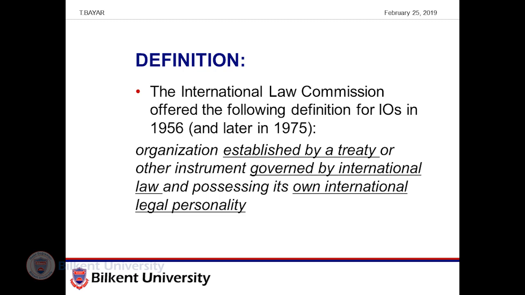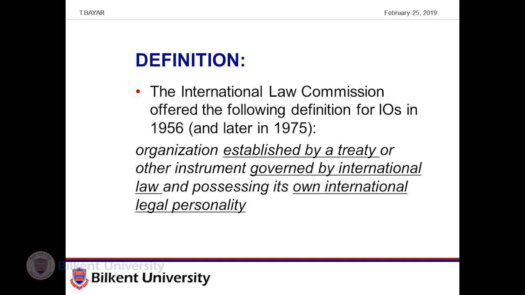And related to intergovernmental organizations, they have published two articles related to the nature of intergovernmental organizations. It was first done in '56 and later in '75. They have long names, those papers. You don't need to remember them, but you need to know that the definition of intergovernmental organizations is done by the ILC twice, in '56 and '75. Then you can find the sources once you need them.